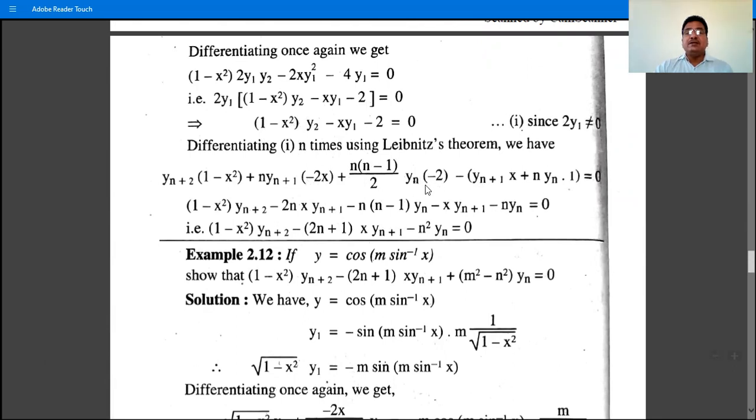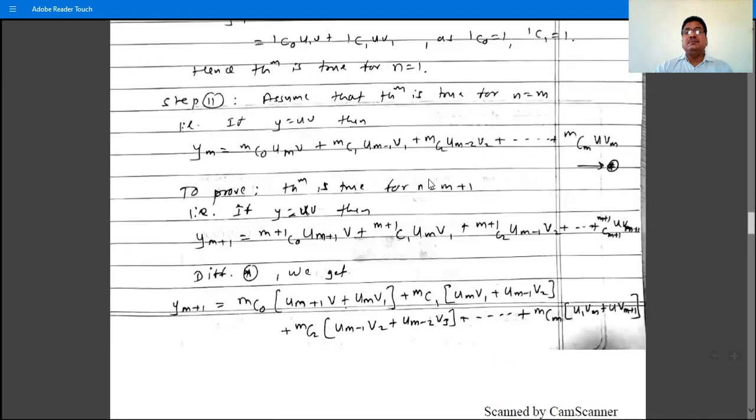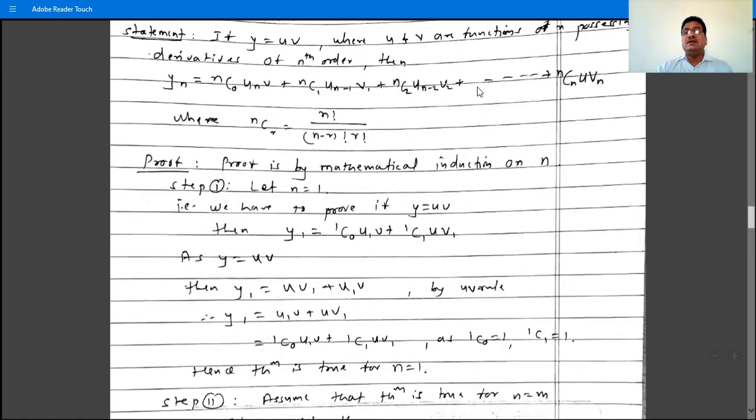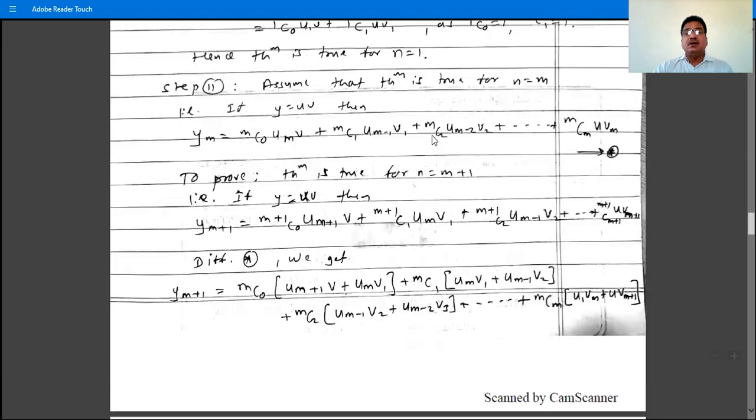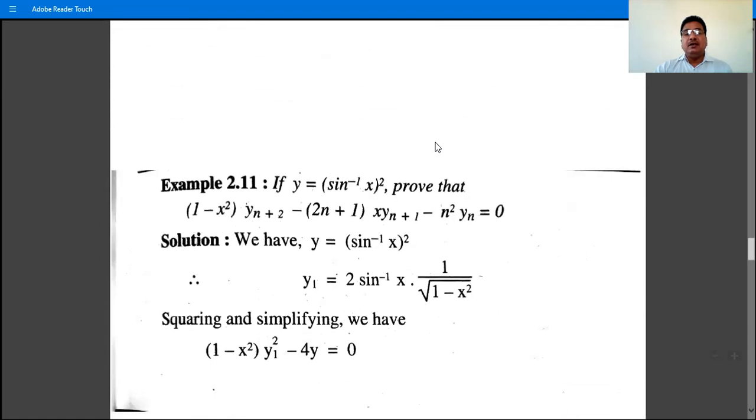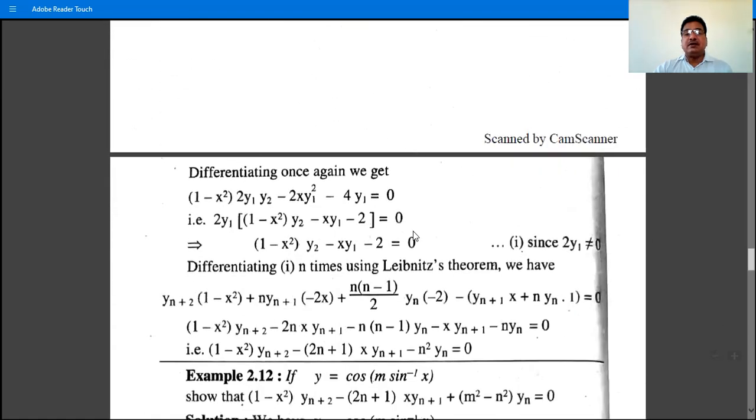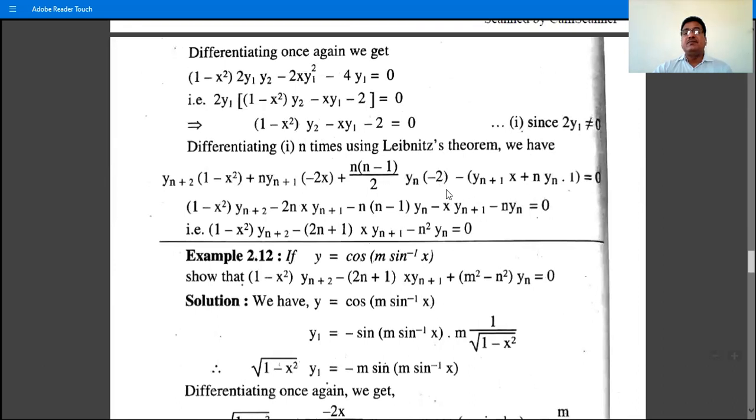And what is the next term now? That is nC3, u_{n-3}, v3. And what is v3 now? The third order derivative of v: the first order derivative is minus 2x, the second order derivative is minus 2, and the third order derivative is 0. So all the remaining terms are 0. So these three terms denote the nth order derivative of (1 minus x square) y2. Then there is a minus sign, so write in bracket x into y1.